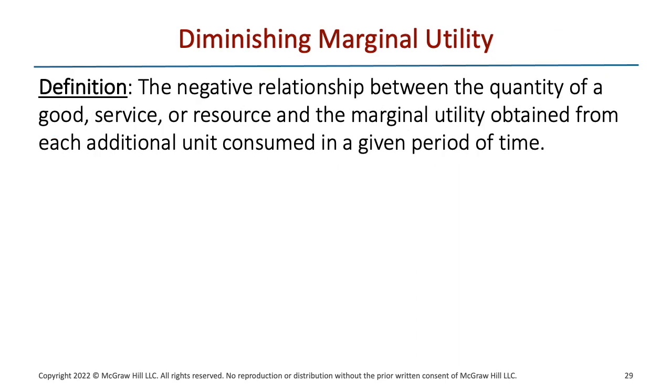To reiterate, diminishing marginal utility is just the negative relation between the quantity of a good, service, or resource and the marginal utility obtained from each additional unit consumed in a given period of time. In normal everyday language, the more you consume something, the less satisfying or useful it's going to be. So you're going to be buying less of it as you acquire more. It's not going to mean as much to you, so you're not going to buy as much.